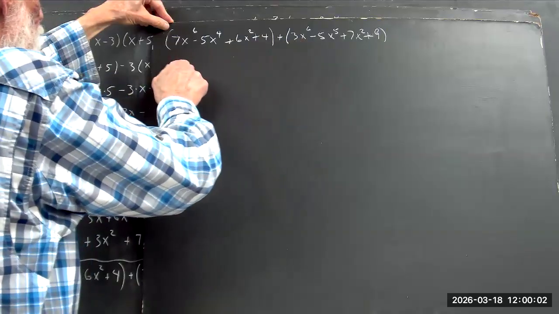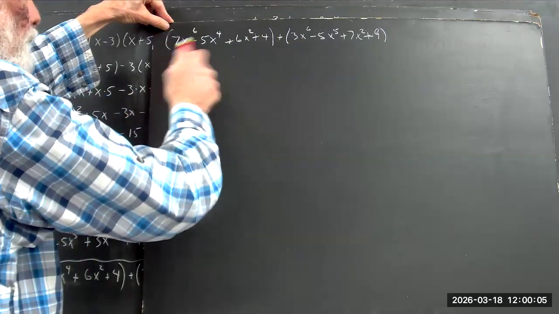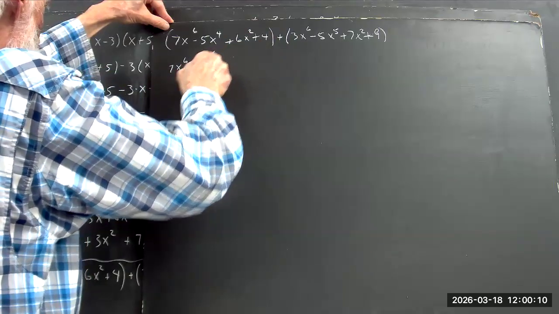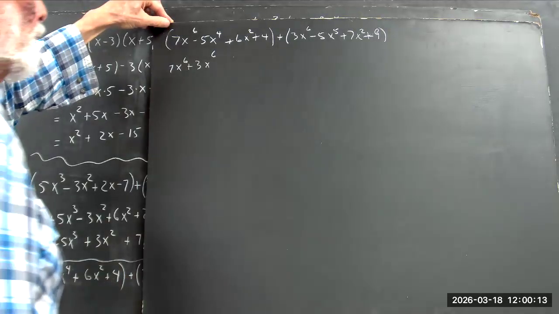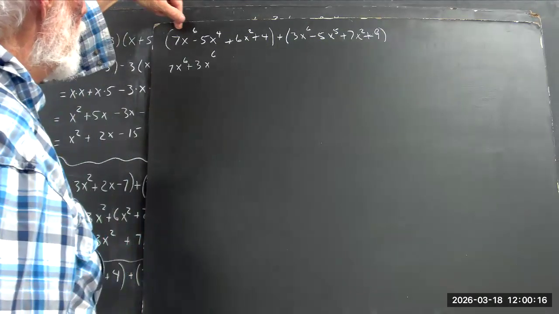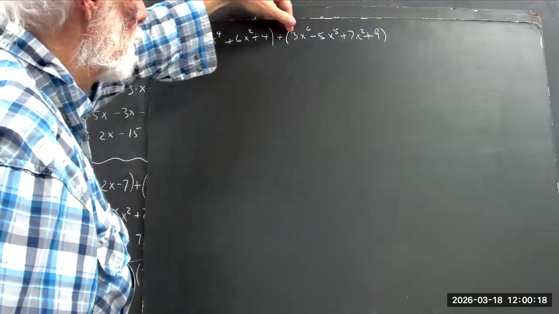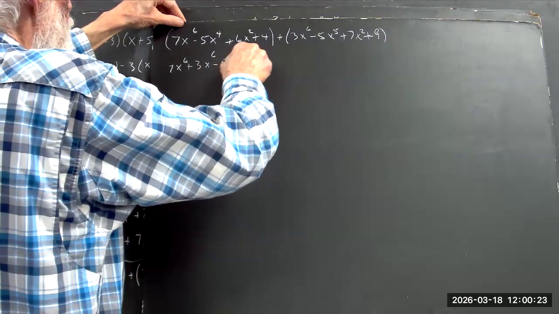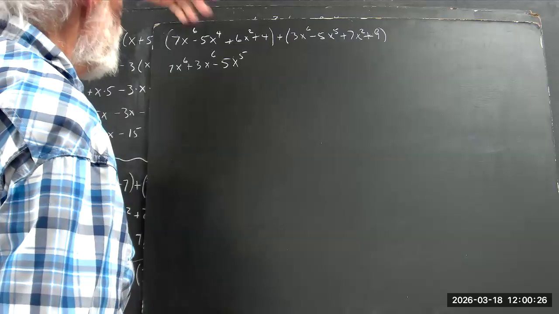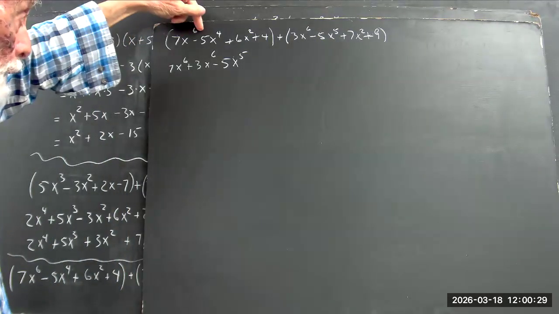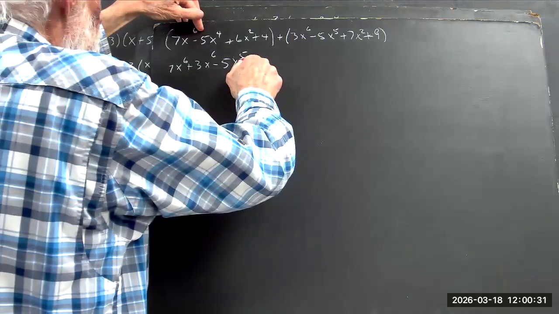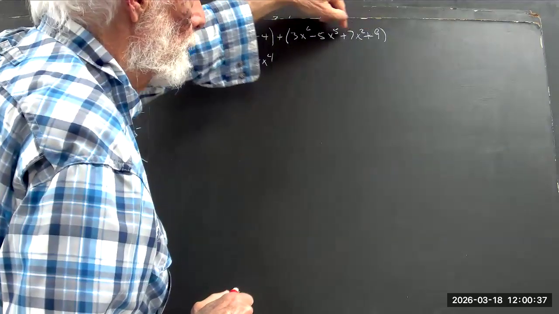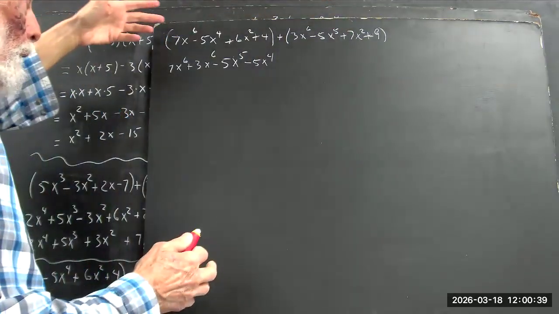We've got that twice. We've got a 7x to the sixth in the first polynomial and a 3x to the sixth in the second one. Then what's the next power? X to the fifth. There's no x to the fifth in the first one, but right there in the second one, there's a minus 5x to the fifth. And we look for fourth powers. Well, we got a minus 5x to the fourth in the first polynomial, so let's write that, minus 5x to the fourth. But there's no x to the fourth term in the second polynomial, so we're done there.